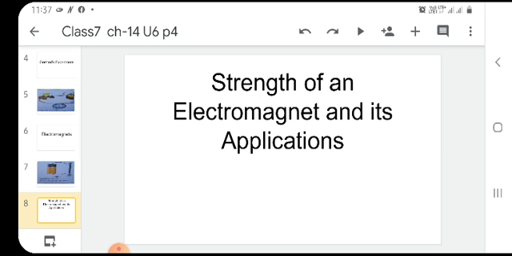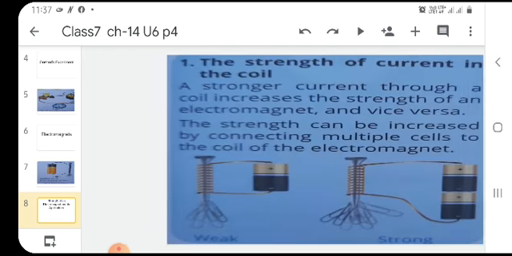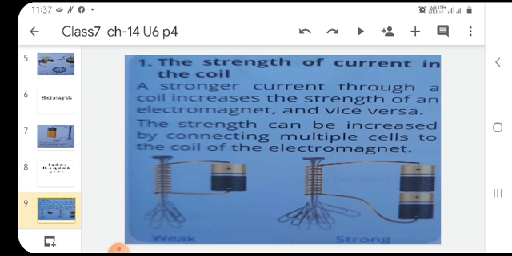Now, what is the strength of an electromagnet and its applications? Dear students, the strength of an electromagnet depends on the following factors. The first one is the strength of current in the coil. A stronger current through a coil increases the strength of an electromagnet and vice versa, and the strength can be increased by connecting multiple cells to the coil of the electromagnet. One side is weak and the second is strong.